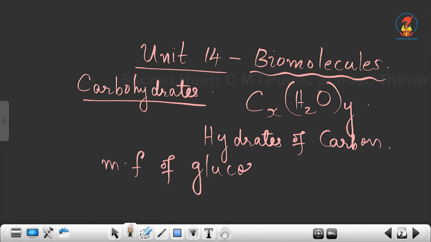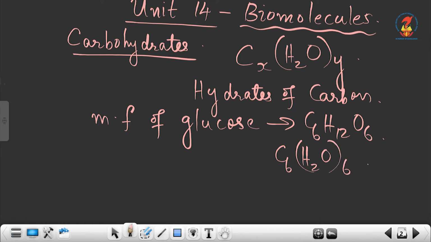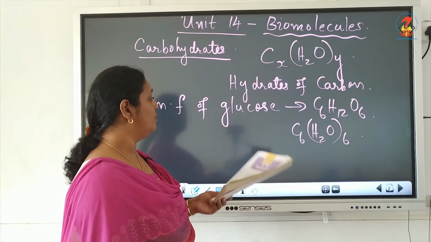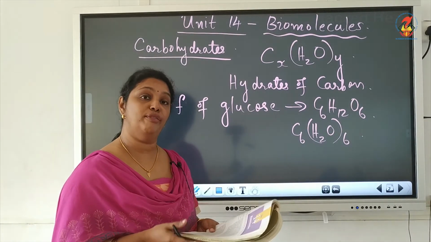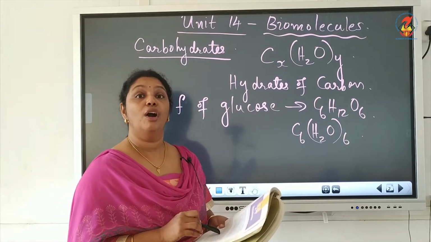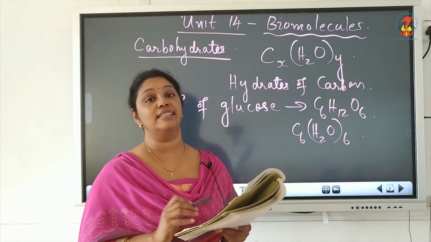is C6H12O6, and this formula fits in the general formula for carbohydrate, that is Cx(H2O)y, and you can write it as the general formula, that is C6(H2O)6. So, glucose can be considered as a carbohydrate because its formula fits in the general formula for carbohydrates. But all the compounds which fit into this formula may not be considered as a carbohydrate.